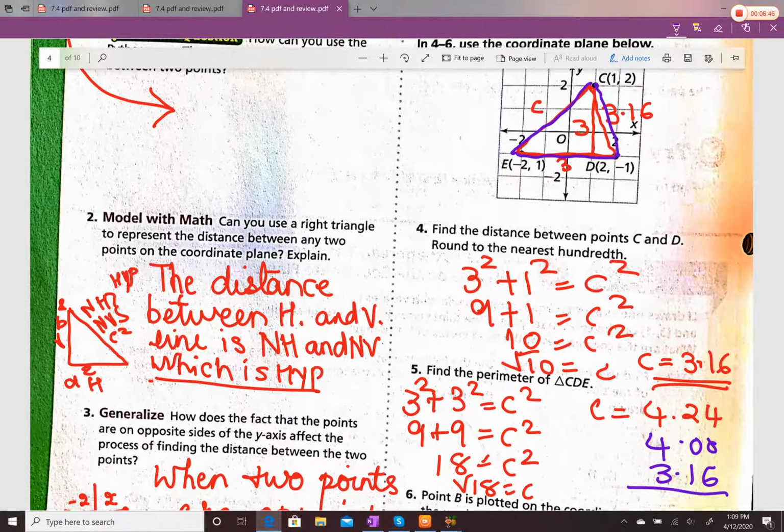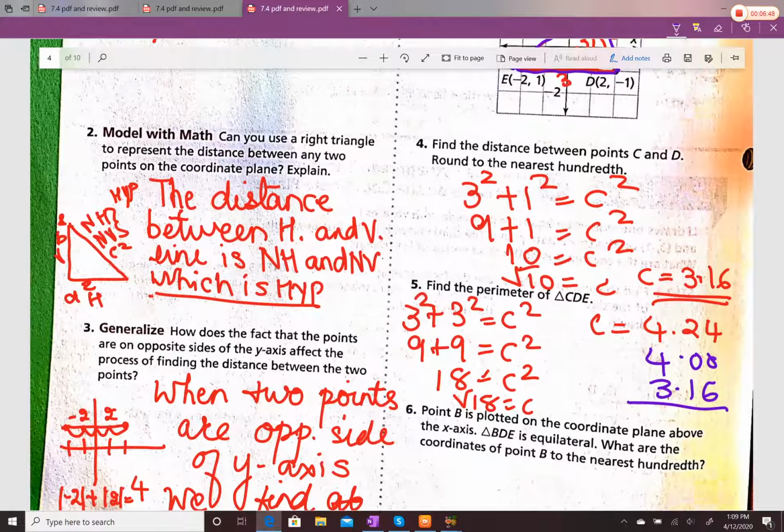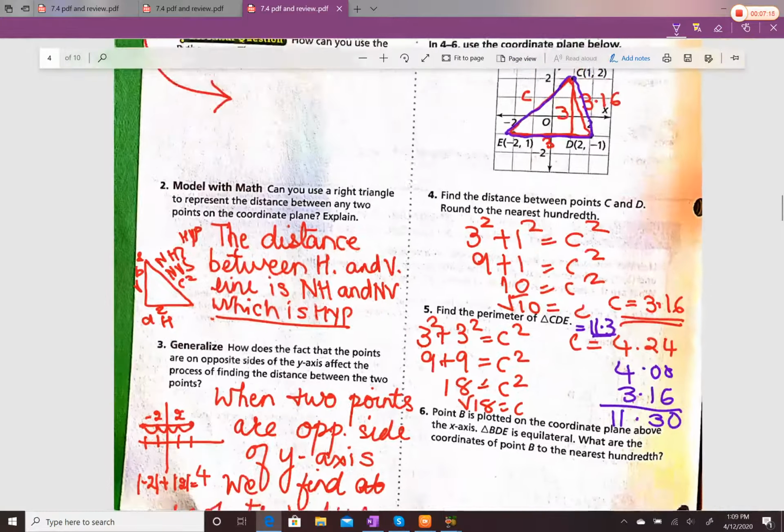So I add all that. If I add all that to find the perimeter, I get 11.3. So 11.3 will be the perimeter of triangle CDE. Okay, so this is for our second one.